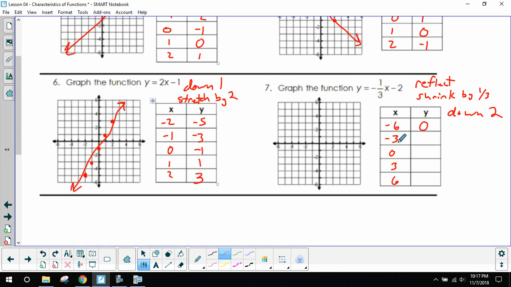3 is -1, -3. I think you already see your pattern. So -6, 0 is right here. -3, -1. 0, -2. 3, -3. Oops. Right here. And 6, -4.